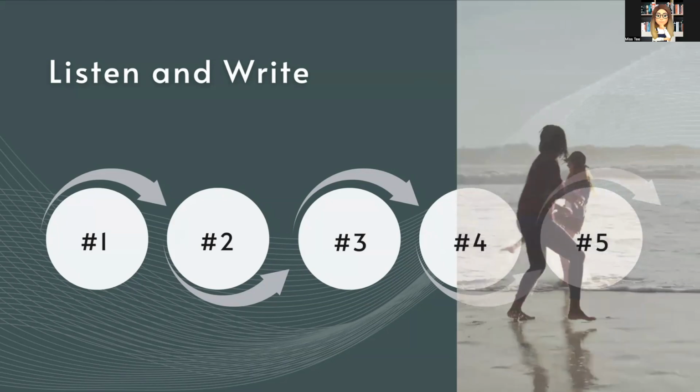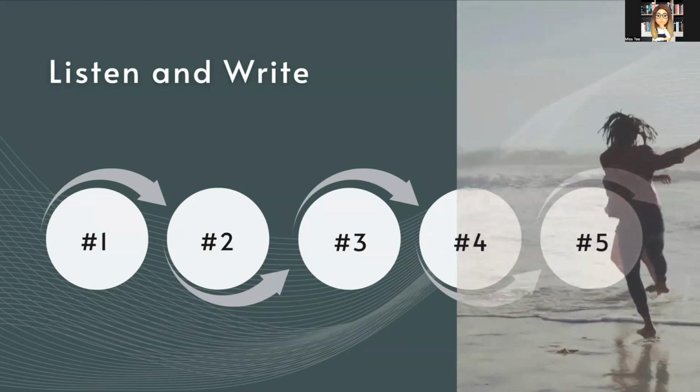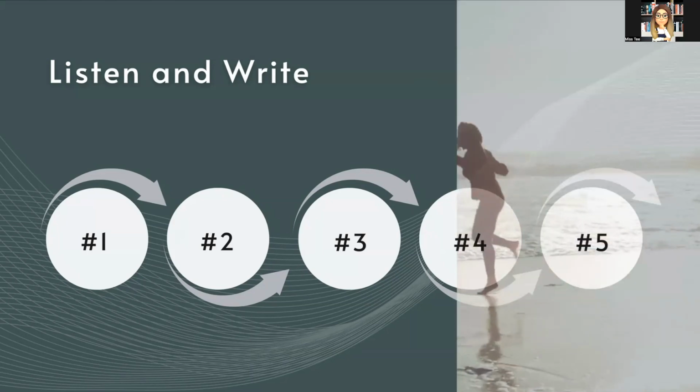Number 3. His trustworthiness and mentorship earned him the role of team leader.